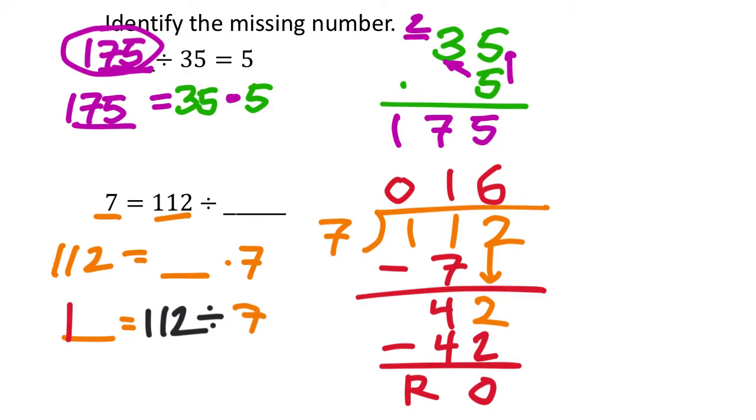And so this would have been 16, which means this one was 16. Not that we really needed that second fact in the fact family. We really wanted this one in the original to fill in that blank. The missing number is 16.